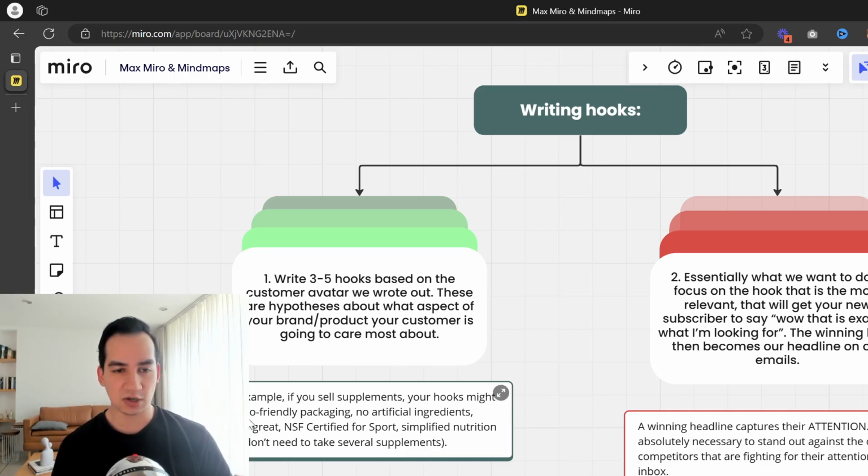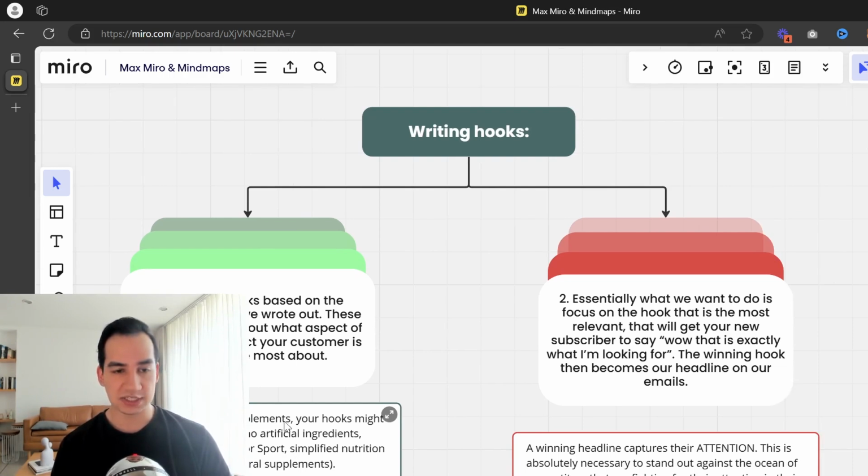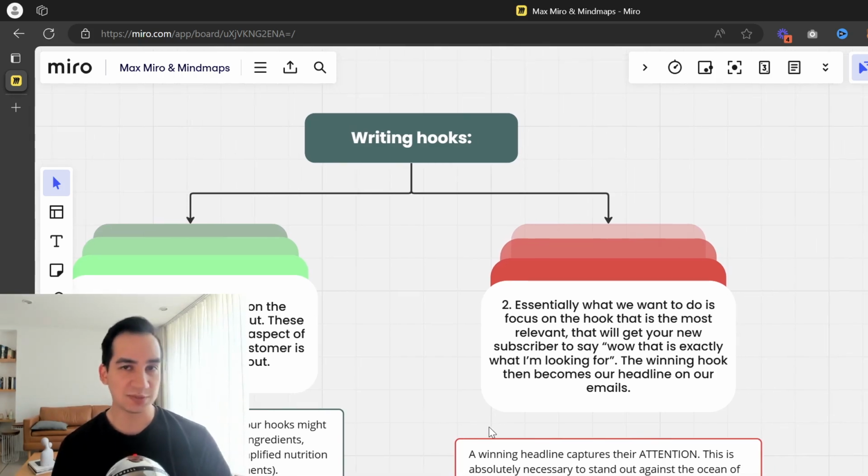All of these are relevant to the customer, but we needed to figure out which one of these was the most important. What is the main purchasing criteria for them, that makes them choose this brand over one of their competitors? Essentially, what we want to do is find the hook that most new subscribers will be like, oh, that is exactly what I'm looking for. So the winning hook then becomes our headline on our emails.